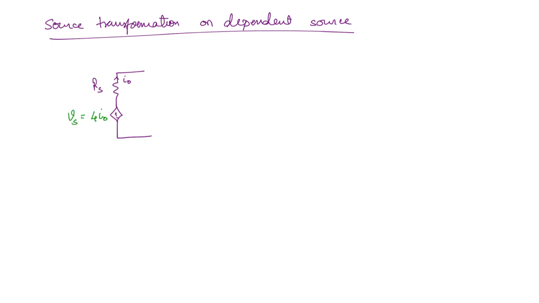In this case, you cannot perform source transformation. As long as we are not transforming the variable itself, then it's okay.